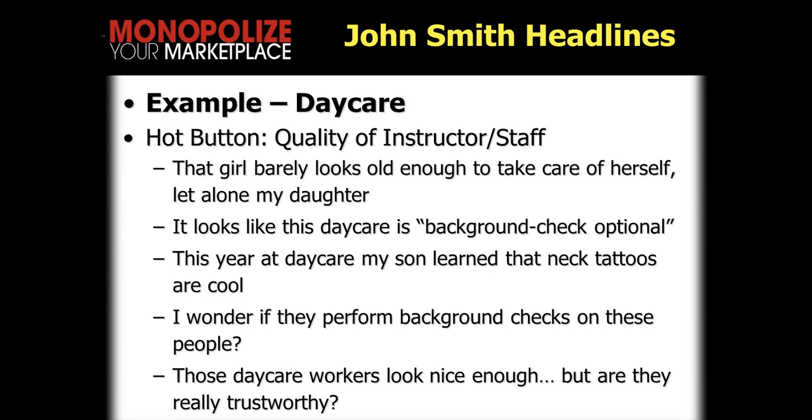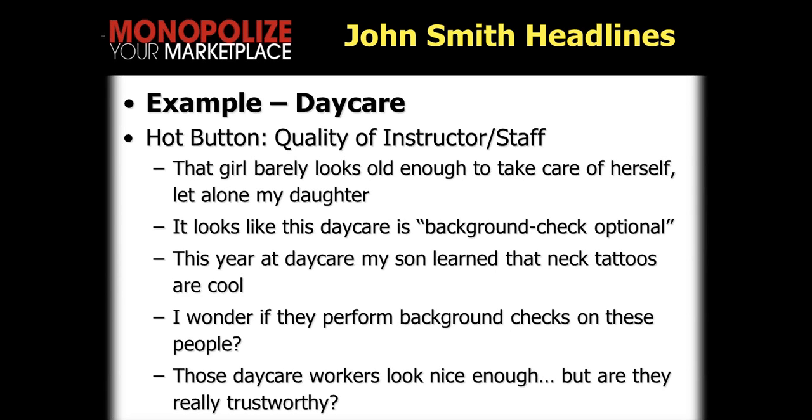Now, what I did not do prior to writing these headlines is I did not describe and discuss with you on this call in detail what the problems were. I'm going to let you figure out what those problems are, and then we want to write headlines addressing them. So we can do a reverse engineer on this. You can see that in the first one, maybe it's that the daycare worker looks very, very young. She doesn't look qualified. The second one, maybe they just look kind of like a sketchy person, and maybe they would fail a background check.